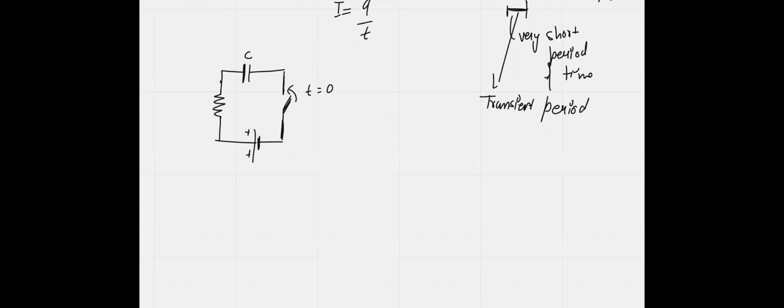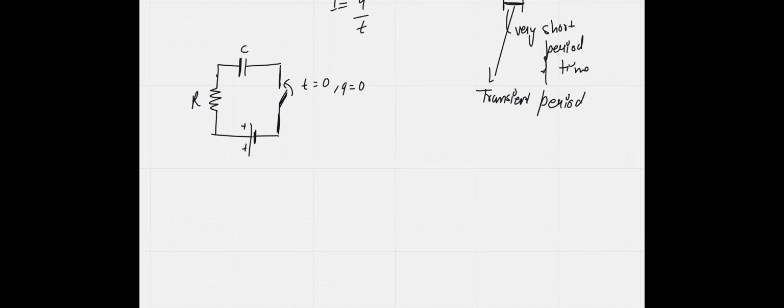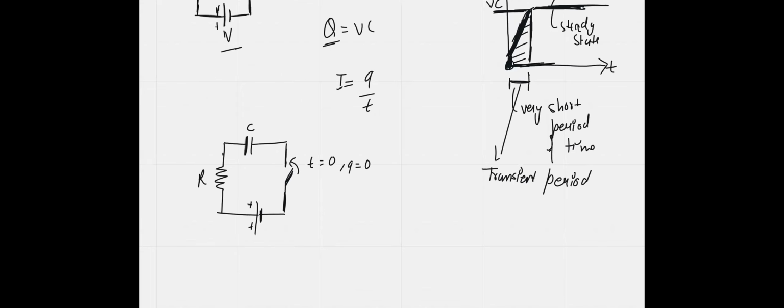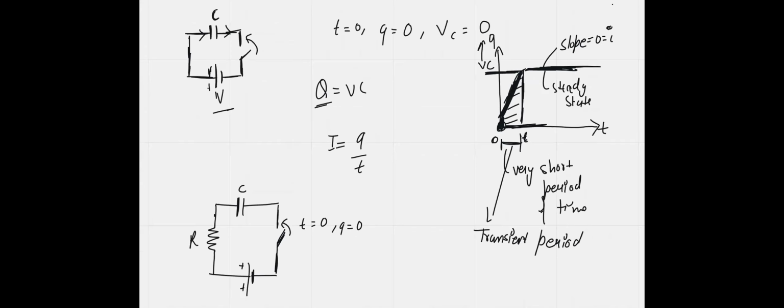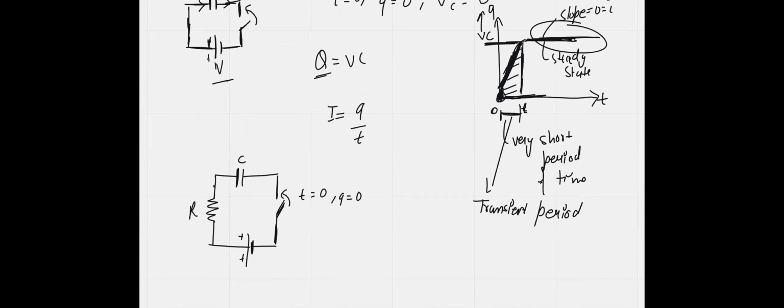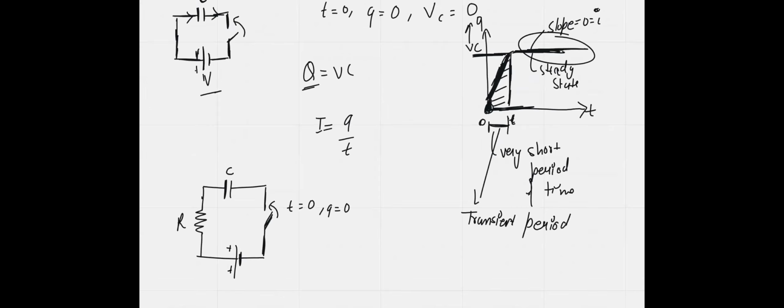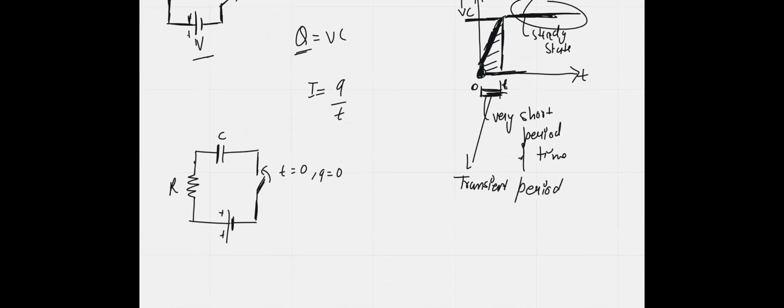Charge will start growing on the capacitor. At the time t equals zero, charge is zero. After some time, it will grow. How is it going to grow? I'm talking about a very short period of time, from time zero to the transient period t. We will be working on this, because after this the charge will be constant and the current in the circuit is going to be zero. So we are mainly going to discuss this region.